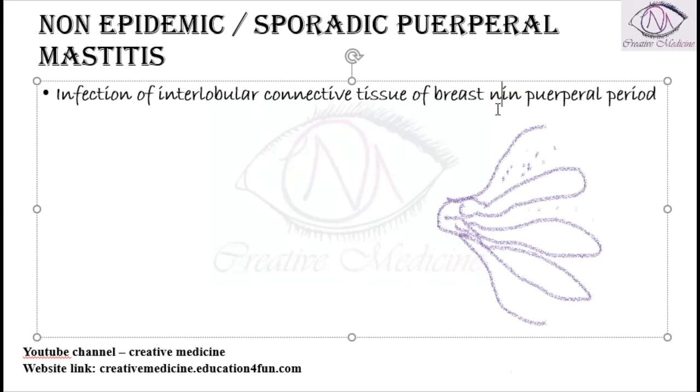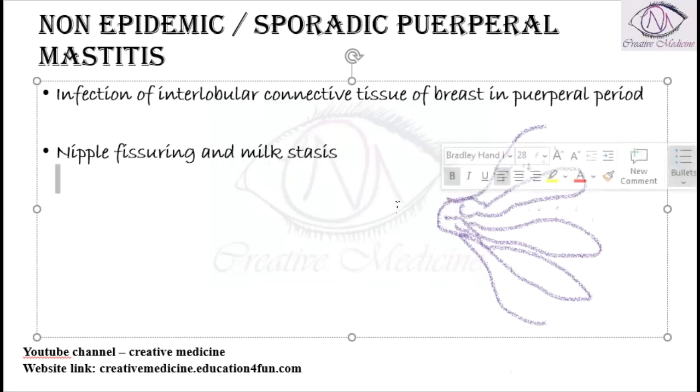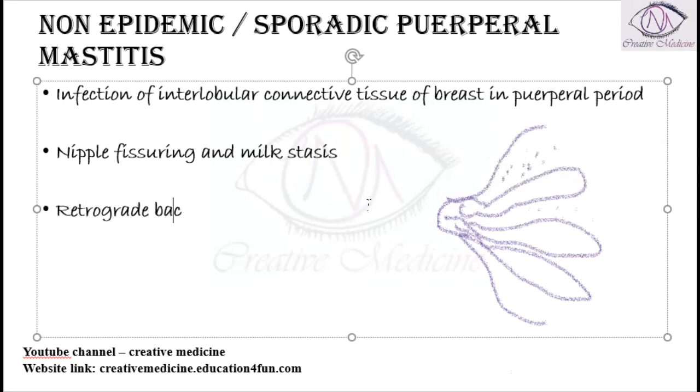Here, first and foremost, the patient will have nipple fissuring and also milk stasis. Because of fissuring of the nipples and accumulation of the milk, this will result in retrograde bacterial infection, especially from the mouth of the baby. This retrograde bacterial infection will result in infection of the breast.